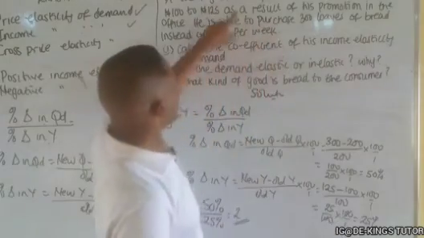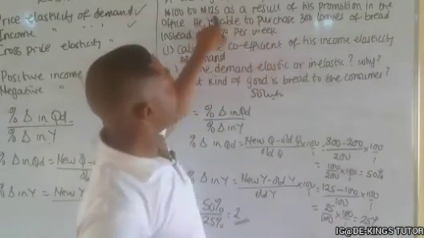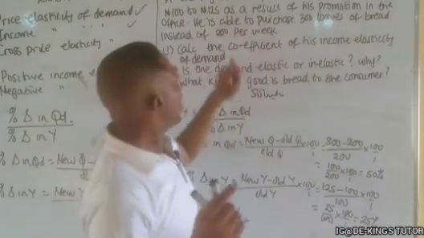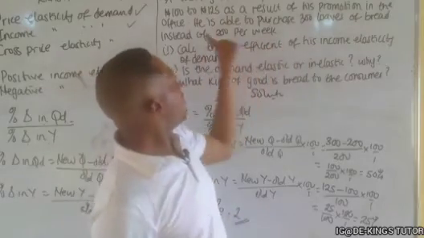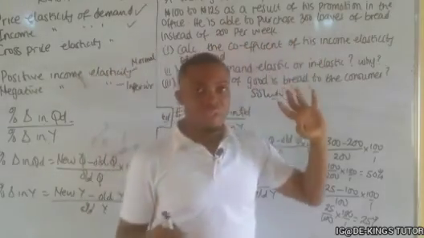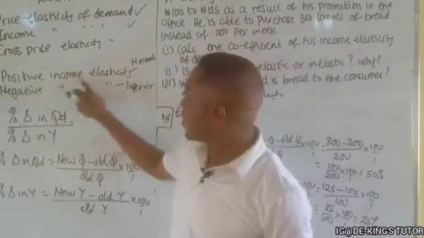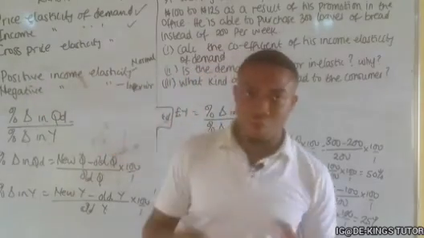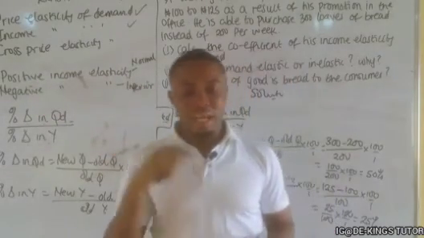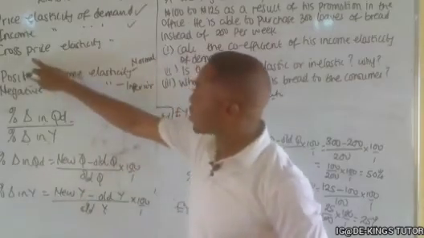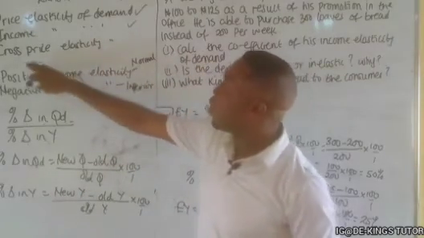Watch. The income of the man increased from 100 to 250. He increased his purchase of bread from 200 to 300. So that is positive income elasticity. We said it is normal. So that is that. Now let's see the last part, which is the cross price elasticity.